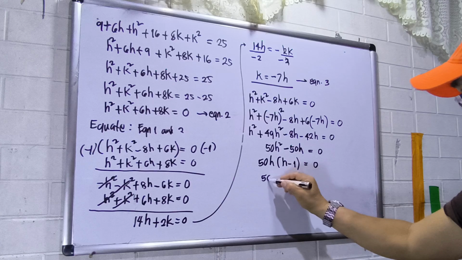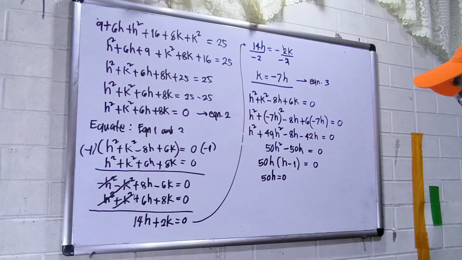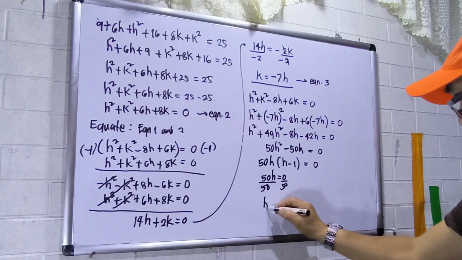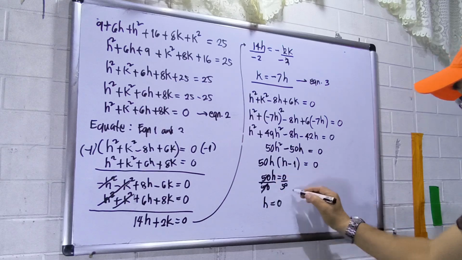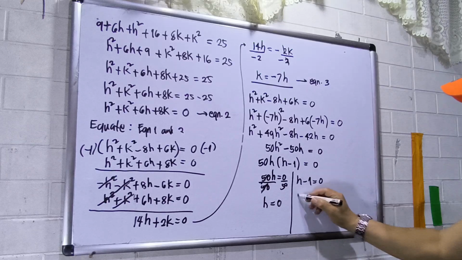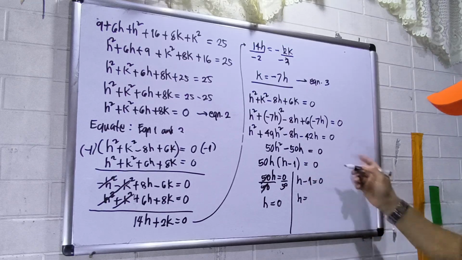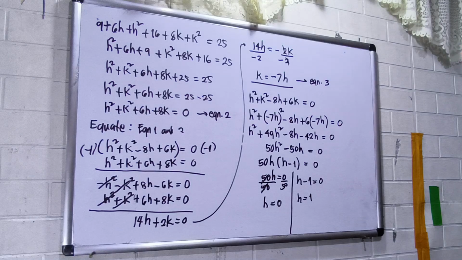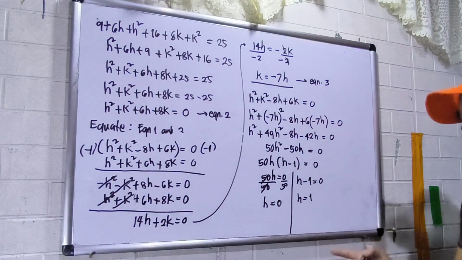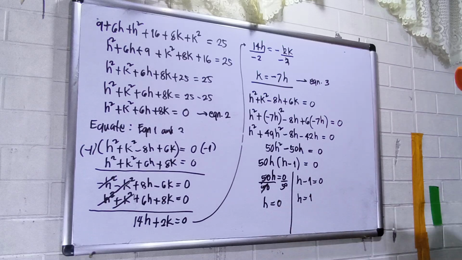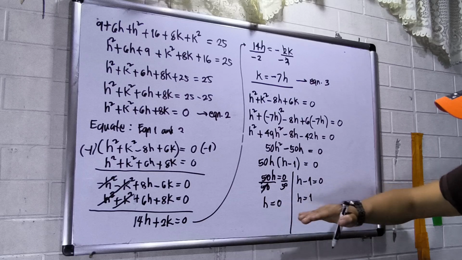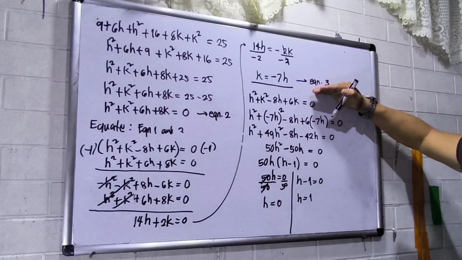So I have now 50H is equal to 0. Then dividing by 50 both sides. So my H will be 0. And then the other side, I have H minus 1 is equal to 0. Then transpose negative 1 to the right, that will be positive 1. So I have now two values for H. Now, my next task is to find the K. So I will plug in H is equal to 0 and H equals 1 to equation 3.